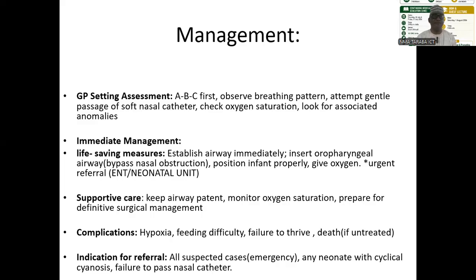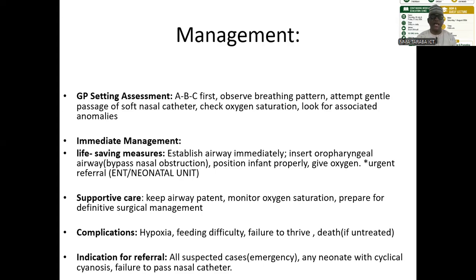The immediate management, which is life-saving, is to have an oropharyngeal airway. If you have an oropharyngeal airway in your facility, just putting that in the mouth will bypass the nasal obstruction, and you position this infant properly and give oxygen while you prepare to refer this patient for definitive care.